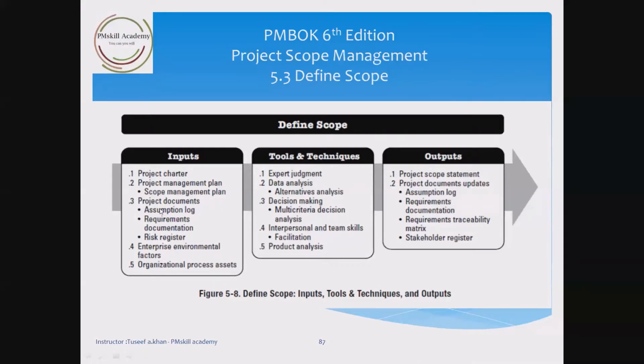And the main output will be the project scope statement. There will also be some updates in the project documents, such as assumption logs, because before you had high level assumptions, and after defining scope there will be some assumptions to be added in the assumption log. Maybe new requirements arise, so you will be updating requirement documentation and the requirements traceability matrix. Also, maybe you have a new stakeholder, so you have to update the stakeholder information.